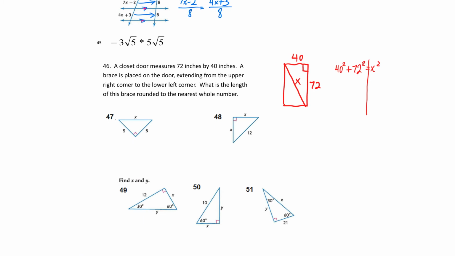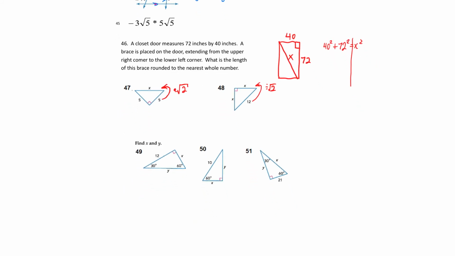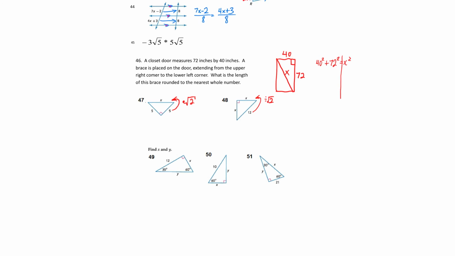Okay, on 47, 45, 45, 90, going from here to here, we multiply by the square root of 2. Go in the opposite direction, we're going to divide by the square root of 2. All right, then on number 50, going from the hypotenuse to this leg, we divide by 2. And from here to here, we multiply by the square root of 3.